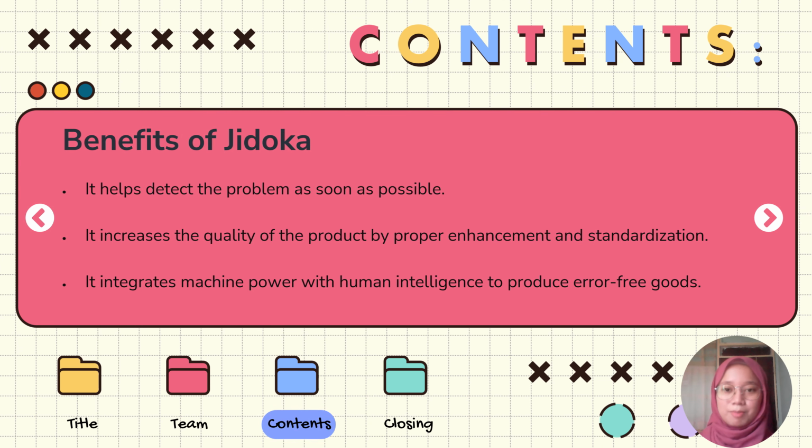So the last part of my content is about the benefits of Jidoka. There are a lot of benefits of Jidoka, but now I will only show you three of them. The first one is it helps detect the problem as soon as possible. The second one is it increases the quality of the product by proper enhancement and standardization. And the last one is it can integrate machine power with human intelligence to produce error-free goods.